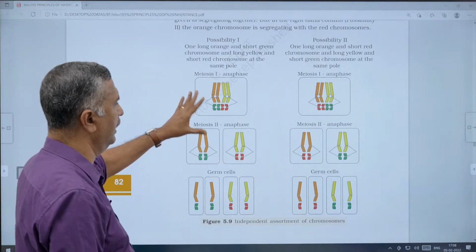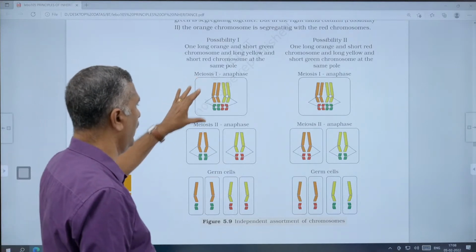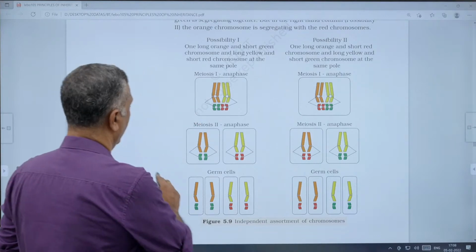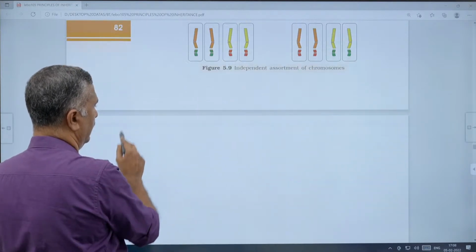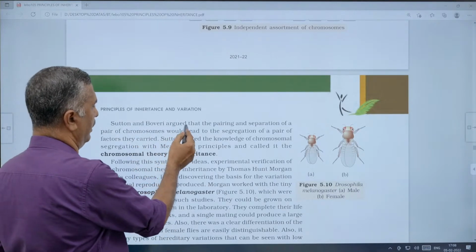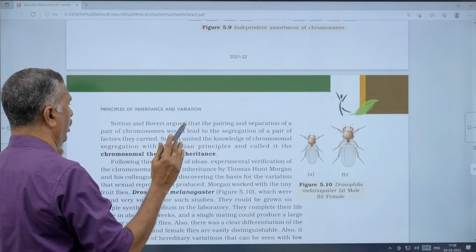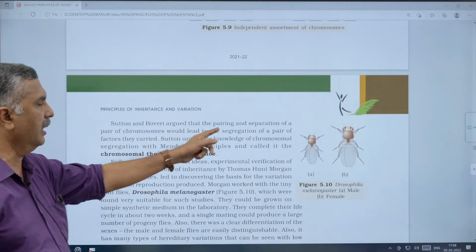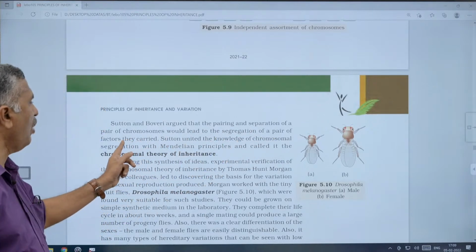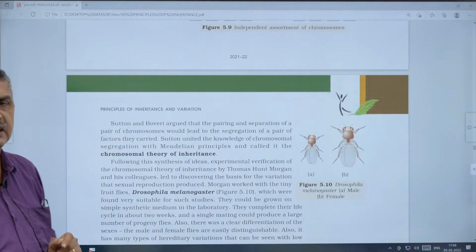That you already studied in the cell cycle, anaphase 1 and anaphase 2. Then next it is concluded that Sutton and Boveri argued that the pairing and separation of a pair of chromosomes would lead to the segregation of a pair of factors they carry. Factors means genes.